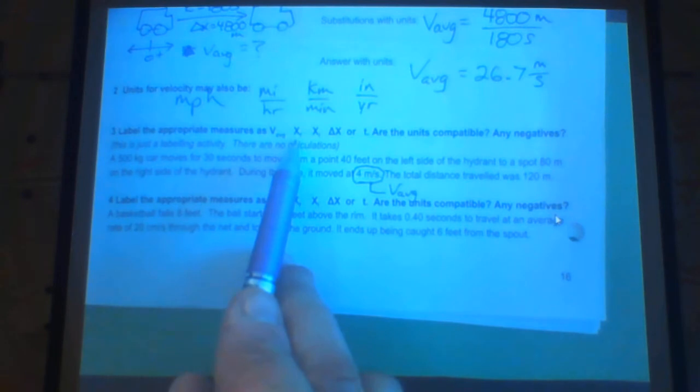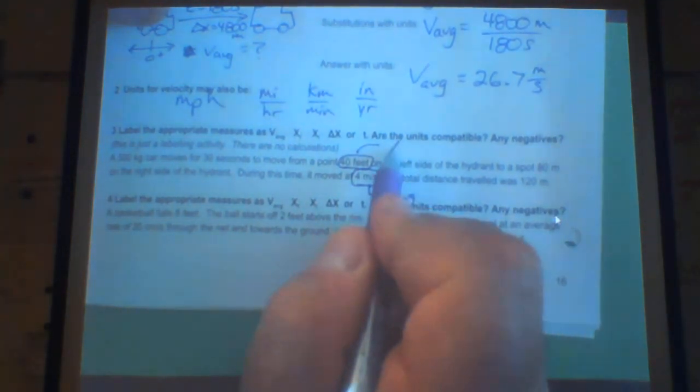Okay, the next one is an X. So I'm looking for something with a plain old distance, like meters or feet or an inch, something like that. So let's see here, that's a mass. Here we have time. Here we have 40 feet. Here we have 80 meters. And here we have 120 meters. All of these could be X's. We have 3 different kinds of X's. We got to figure out which one is which. Anyway, I'm going to circle all of these though, and I'm going to put down just an X, and then we'll figure out what kind of an X it is in a moment.